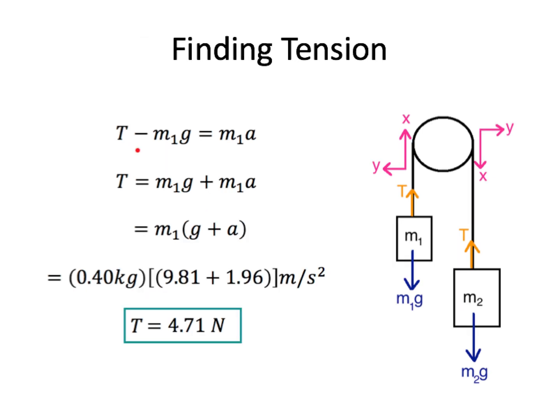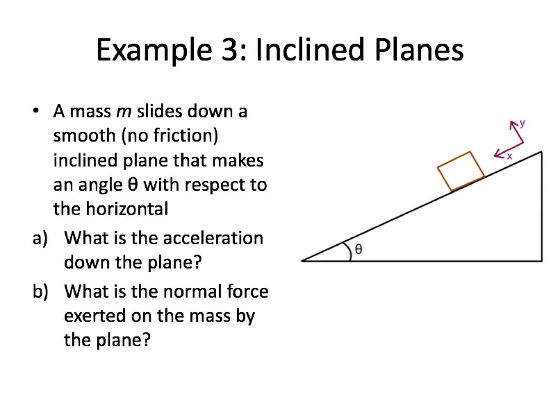I've got the tension, T minus M1G is equal to M1A. I can solve for the tension. It's going to be M1G plus M1A. I can factor out the M1 if I want, and then plug the numbers in, and I get that the tension in the cord is 4.71 newtons. And boom, that's the answer to the problem. You've got both the acceleration and you've got the tension in the cord.